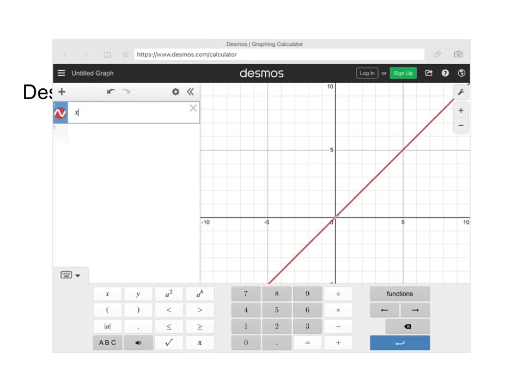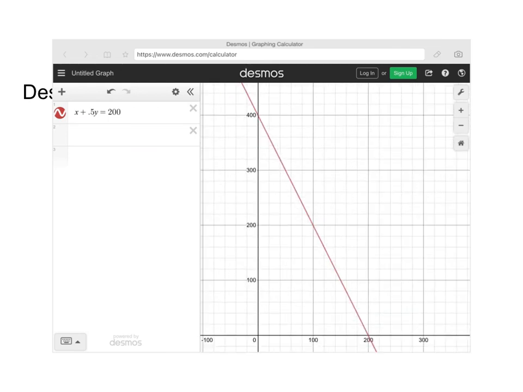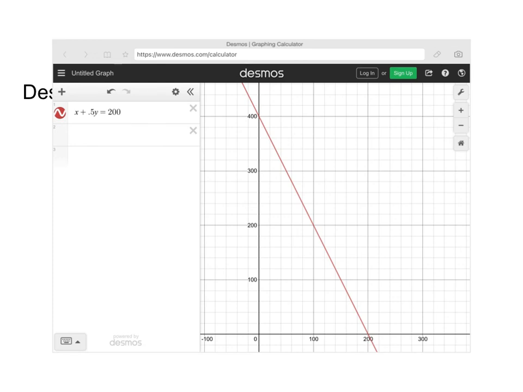So let's see, x plus 50 cents y equals 200. Now again, I'm going to have to zoom out till I get to that 200. So I want to talk about what we see here. So here is a point. This point is 0, 400. Well, this one is 200, 0. These are what we call the x and y intercepts.